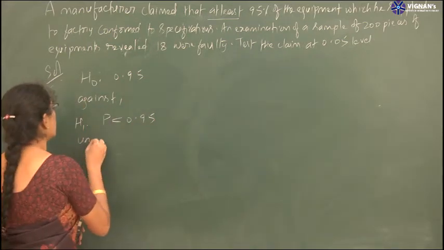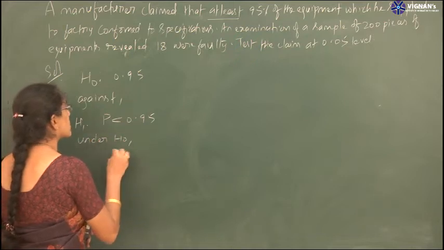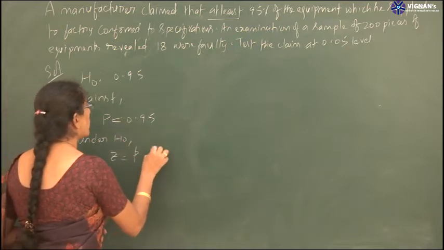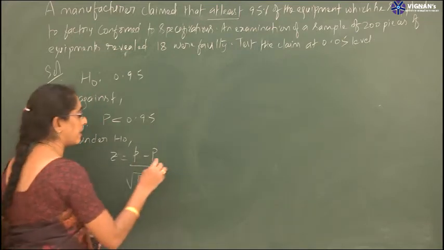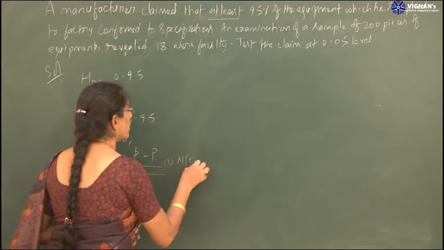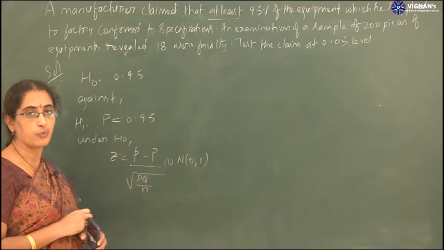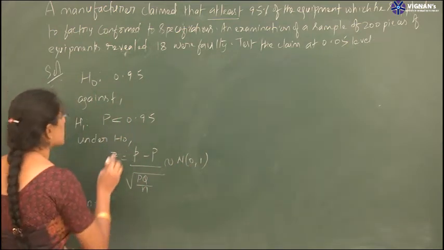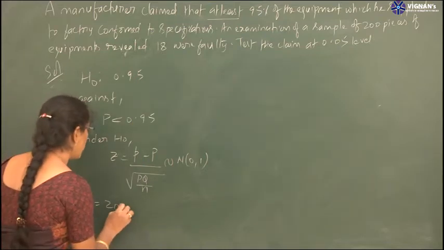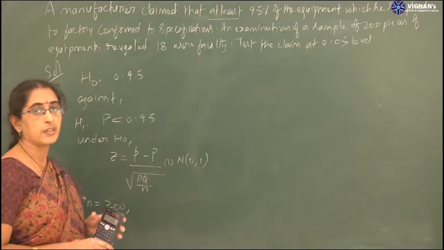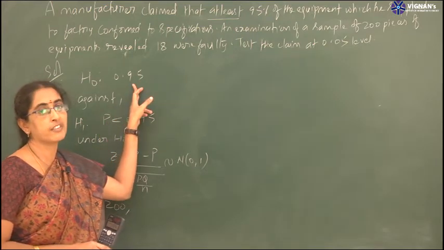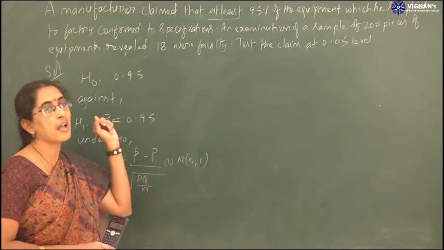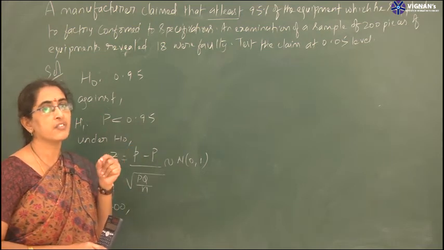Then under the null hypothesis, the test statistic is given as Z equal to small p minus capital P by square root of capital PQ by N, which follows a normal distribution with mean 0, variance 1. Now the sample size is here 200. Out of 200, 18 were faulty. But here the population proportion represents the proportion of non-defective items, but in the sample they have given that 18 were defective.